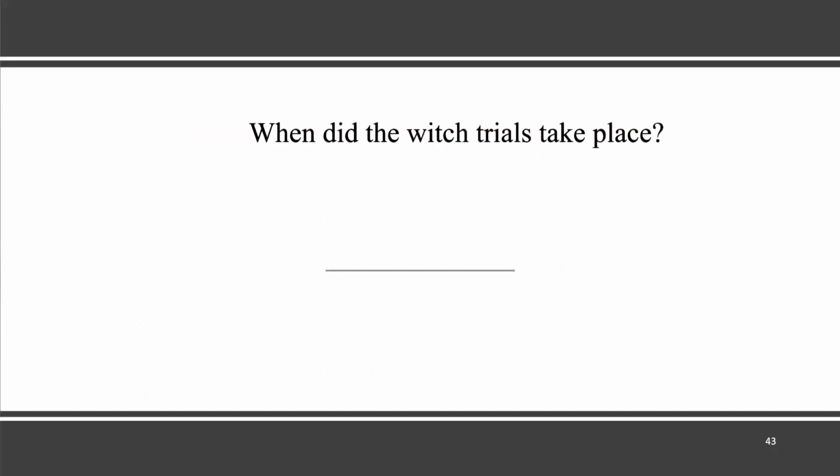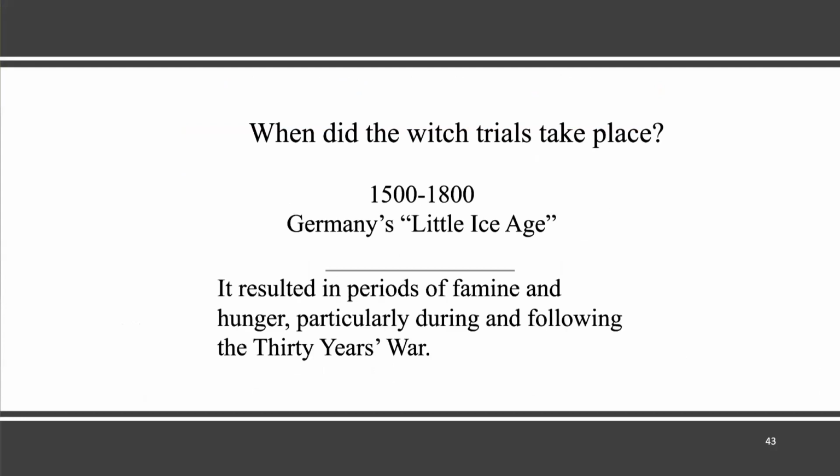What was happening during the time in the areas where the witch trials occurred? It happened between 1500 and 1800 and was known as Germany's Little Ice Age. It resulted in periods of famine and hunger due to widespread crop failure, including before and after the 30 Years' War, which was in 1618 to 1648.